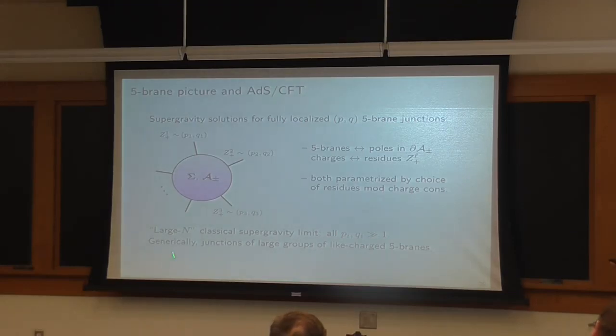What I should talk about then is that usually when we want to write a CFT, there's some sort of large N limit involved. And the large N limit here corresponds to having all these P1, Q1, P2, Q2, and so forth, all of these large. They should be homogeneously scaled up, and this is what corresponds to the large N limit, where classical supergravity is a good approximation to full string theory of this type. So that means generically each of these poles corresponds to a large group of like-charged 5-branes.